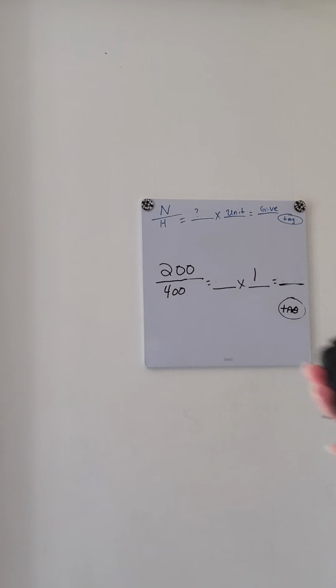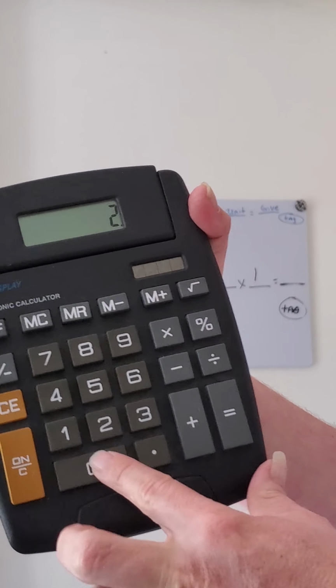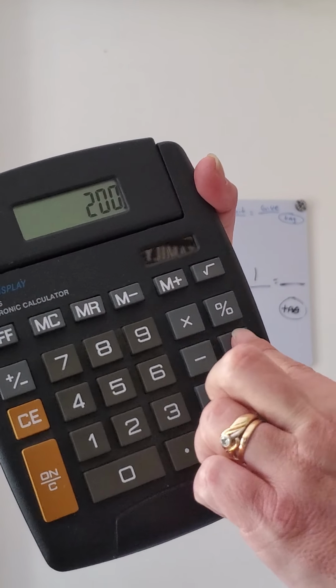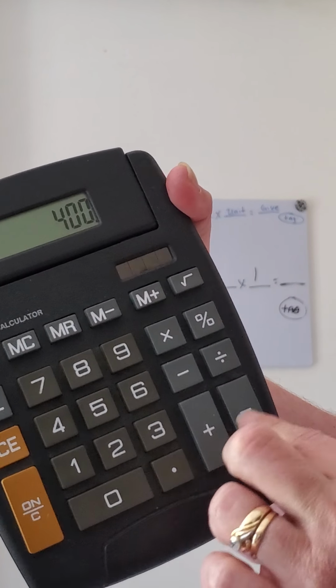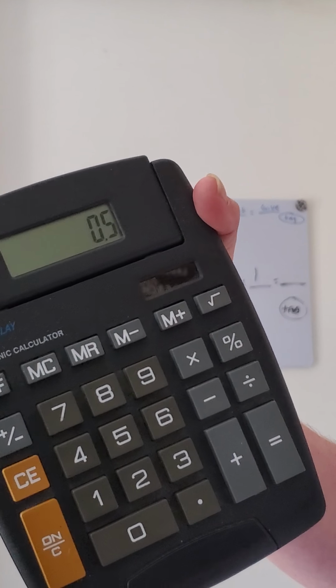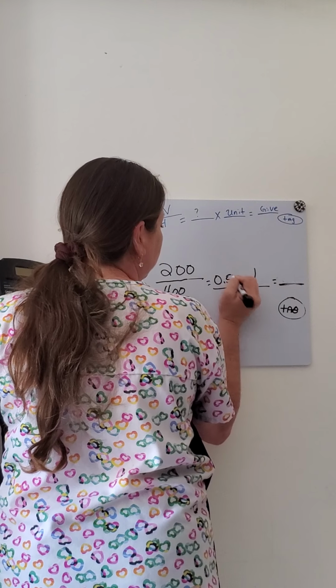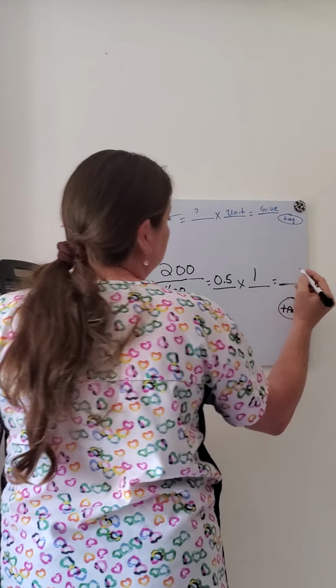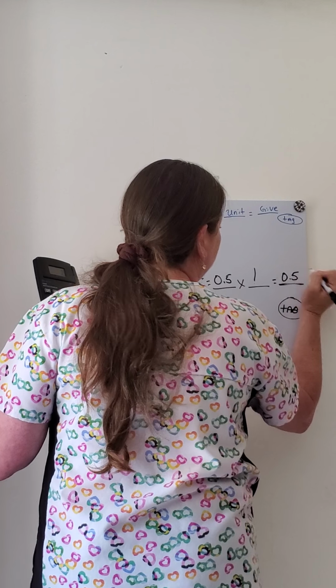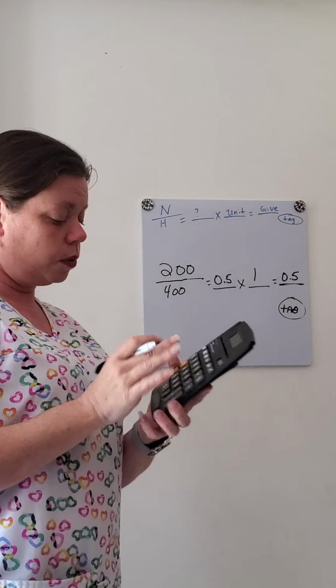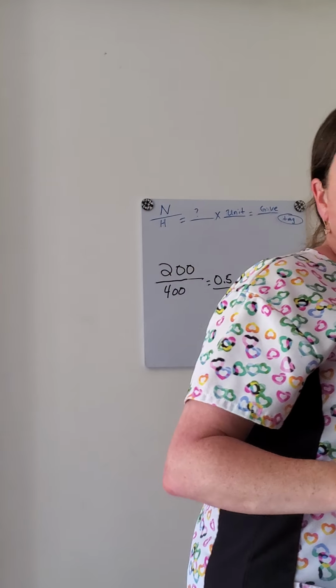Nothing's changed. Do it in your calculator. Top number goes first, right? 200 divided by 400 equals, there's that 0.5 again, okay? 0.5 times 1 equals 0.5 tablet. So again, that would be another medication that would be allowed to be cut in half, and that's all you would give, or that's all you would take if you were the patient, is half of that pill, okay?